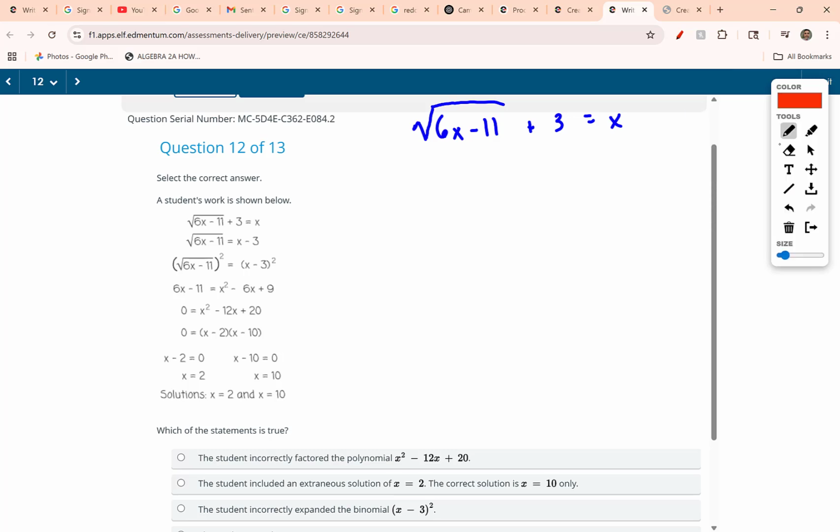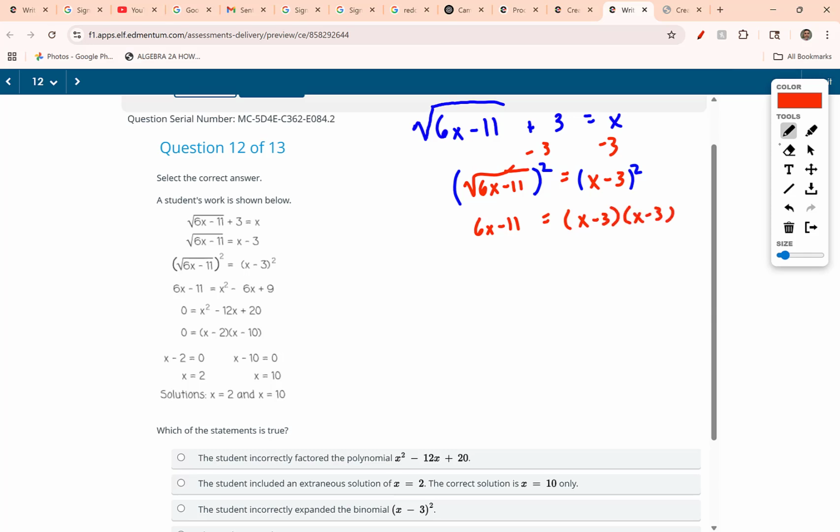So our first step, isolate the radical. I'm going to subtract 3 from both sides, and we're left with x minus 3 on the right side. On the left side, we've got the square root of 6x minus 11. Then I'm going to square both sides, and that gives us 6x minus 11 equals x minus 3 multiplied by itself.